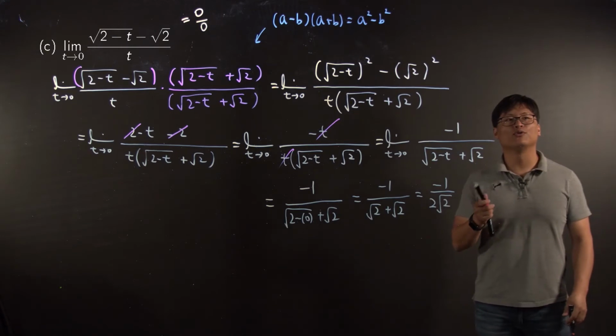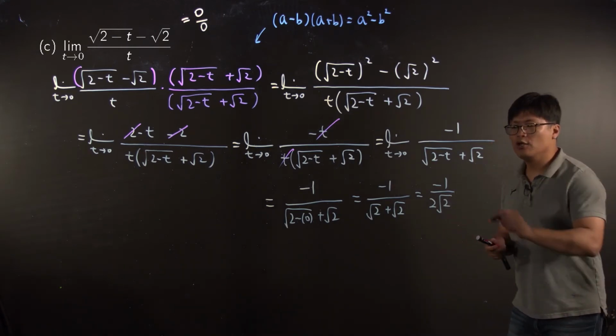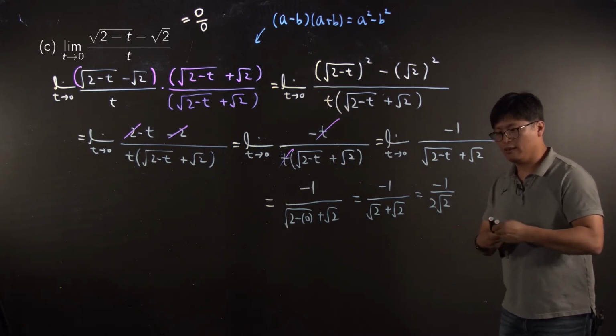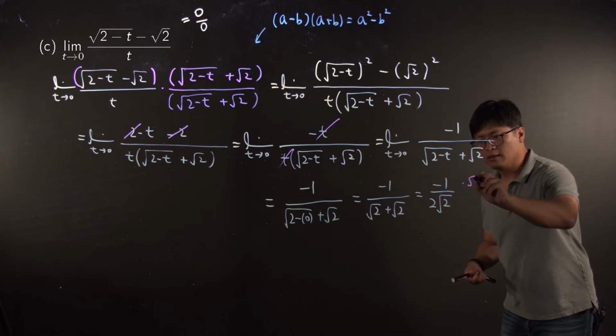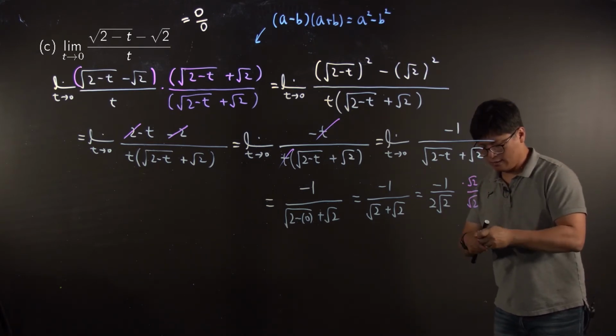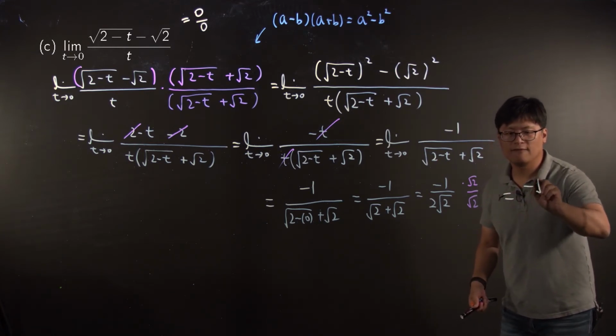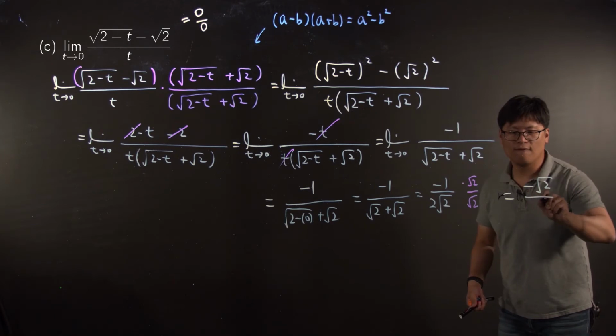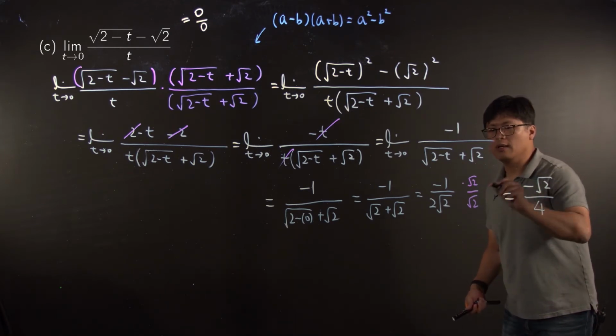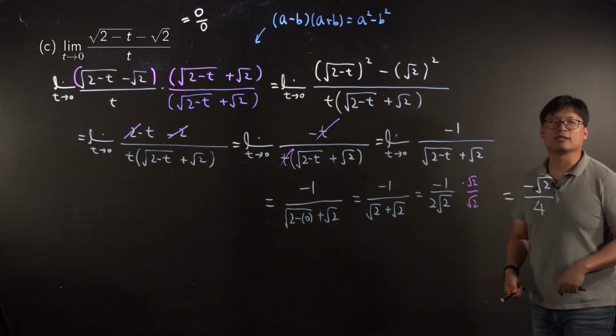But if you want to rationalize the denominator, you can multiply this guy. Then your final answer is negative square root of 2 over 4. It is optional, but anyway, you can do it like this, right?